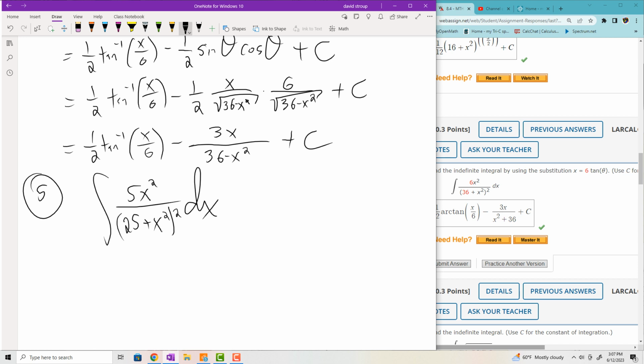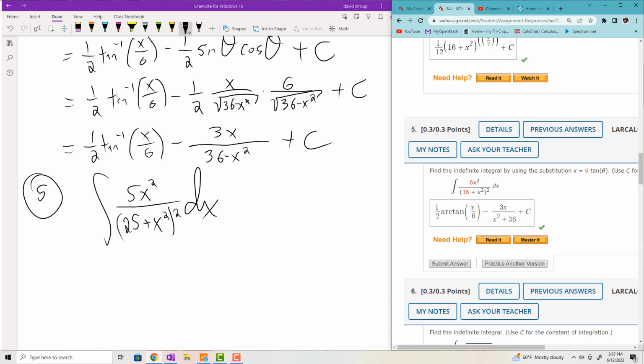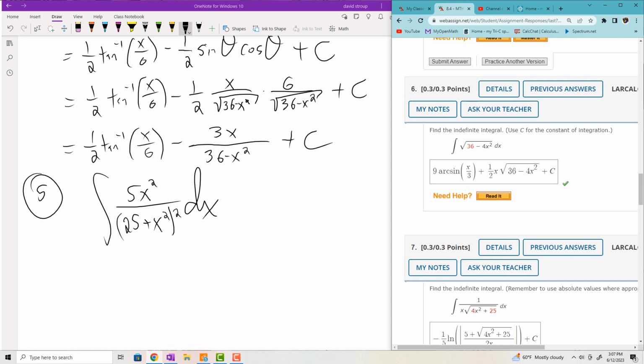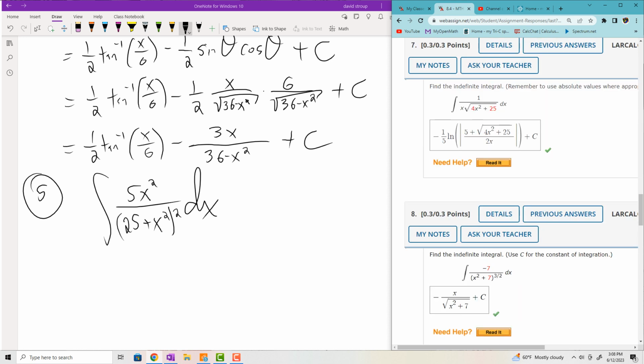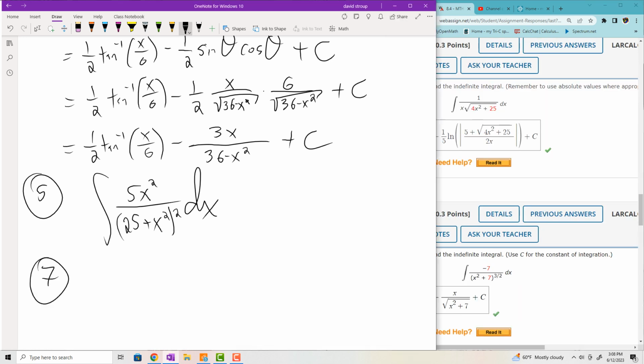Let's now look at some other variations on this theme and see how they go. So let's try number 7. Okay, wait a second, my 7 is a bit different. Oh, there it is. Right, so for 7, I have the integral of 1 all over x times the square root of 4x squared plus 25 dx.